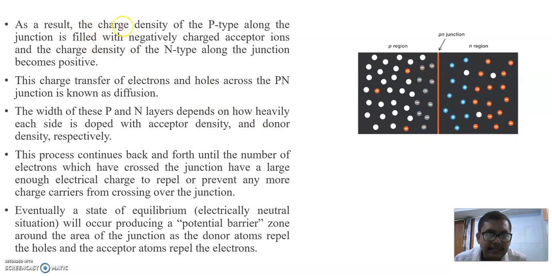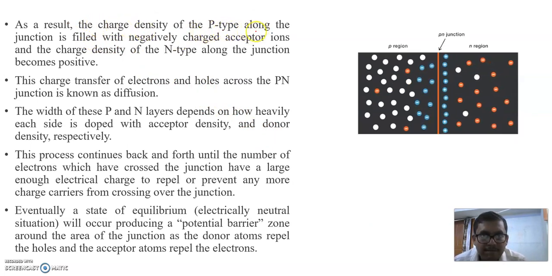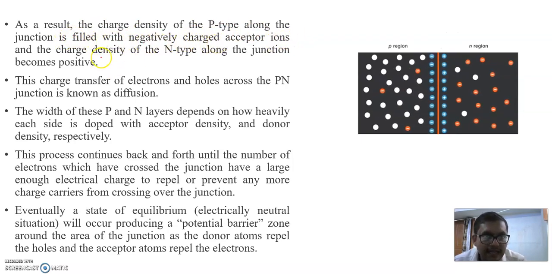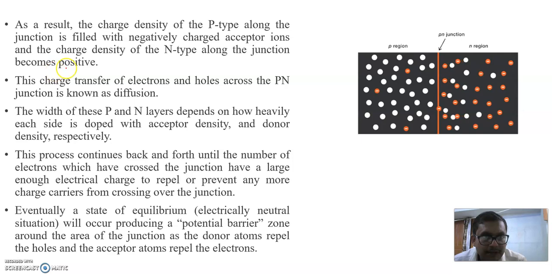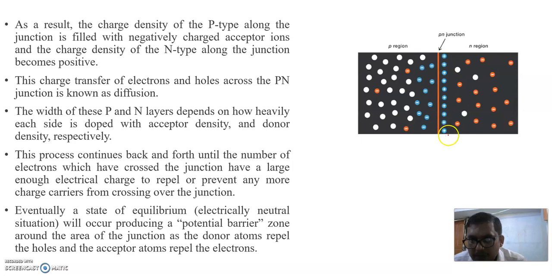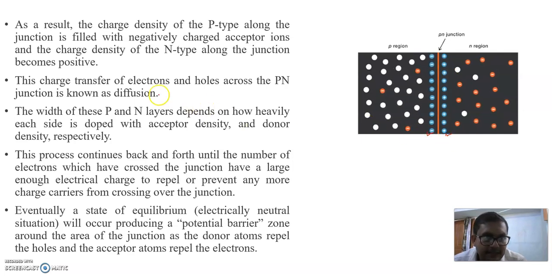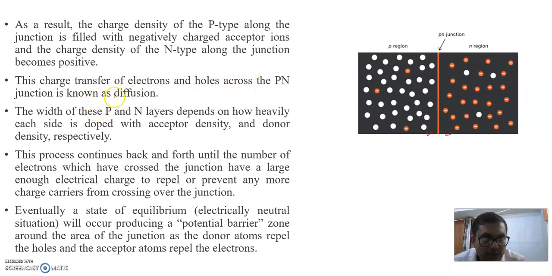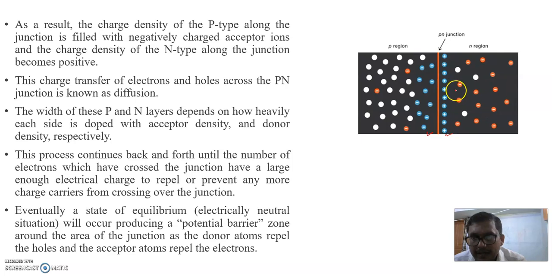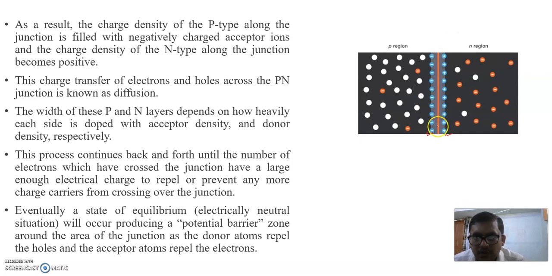As a result, the charge density of the p-type along the junction is filled with negative charge acceptor ions, and the charge density on the n-type along the junction becomes positive. So we can observe that a wall of positive and negative ions is created. This charge transfer of electrons and holes across the PN junction is known as diffusion. The transfer of electrons from n region to p region is due to the concentration gradient of electrons, and that's why it is called diffusion.